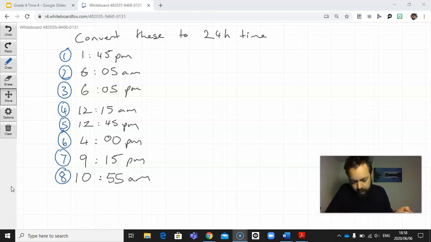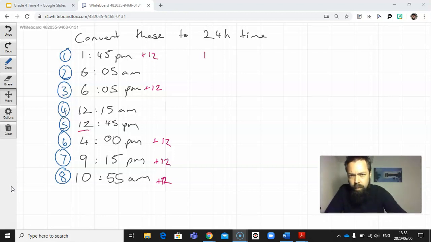Let's go through them. If it's in the afternoon, we need to add 12. So I can go right ahead and add 12 to some of these. Remembering that one was a special one, so I'm going to ignore that one, but that's the afternoon, afternoon, afternoon. So we're going to add 12 to each of those. So 1 plus 12 is 13. So 13:45, no AM or PM. If you put the AM or PM, you're going to be wrong.